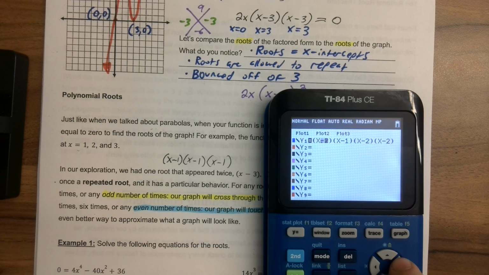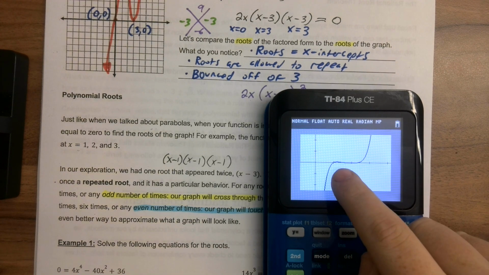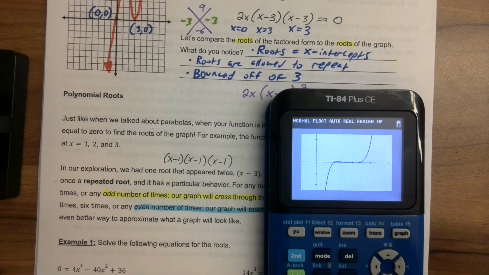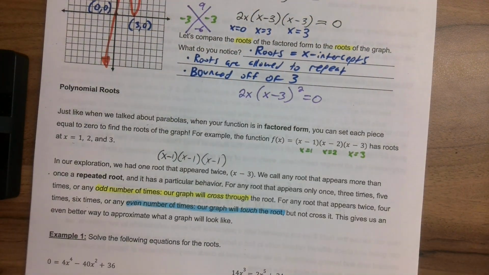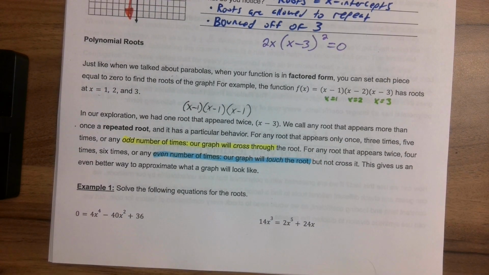And maybe I throw in another x minus 2. It's going to bounce off it again. So let's see this. It goes up above the x-axis, it touches but doesn't stay there, and then goes back up. Long story short, if you have a repeated root, it's going to bounce if it's an even number of repeats. This gives us better ways of figuring out what a graph will look like.